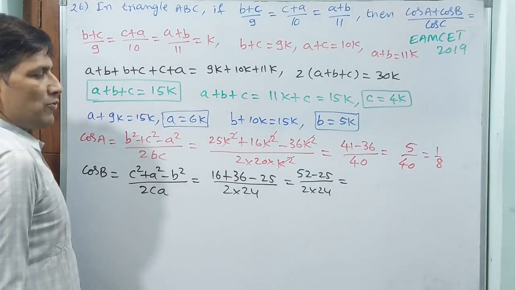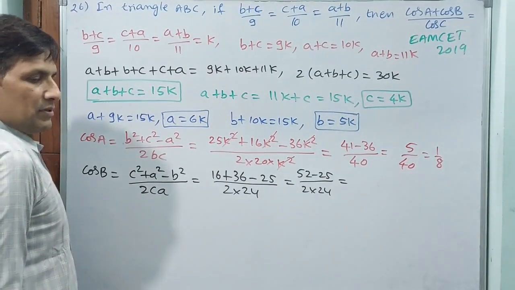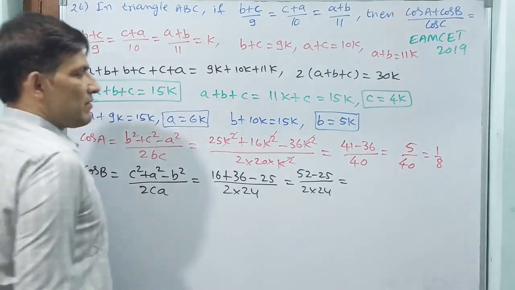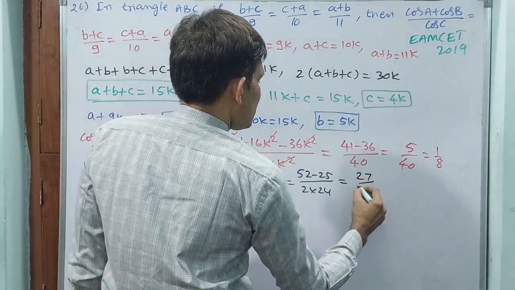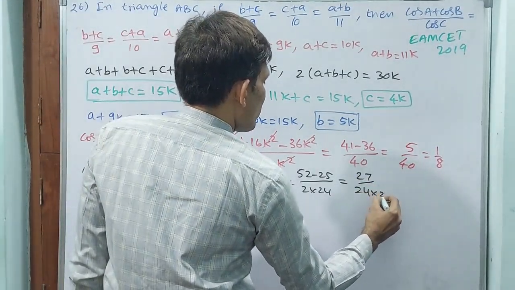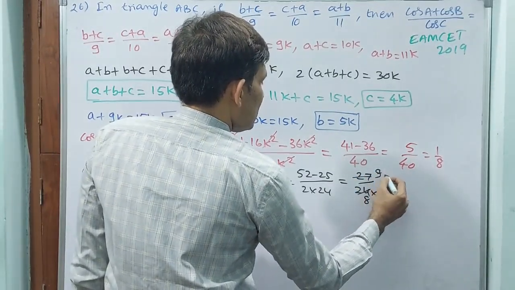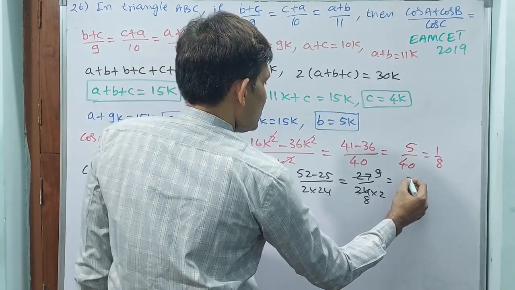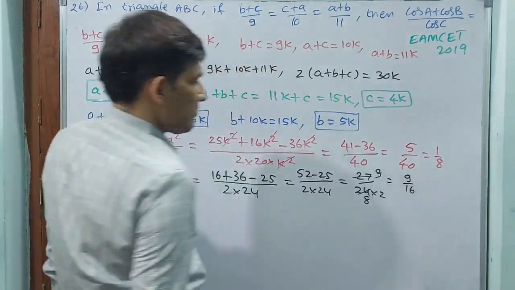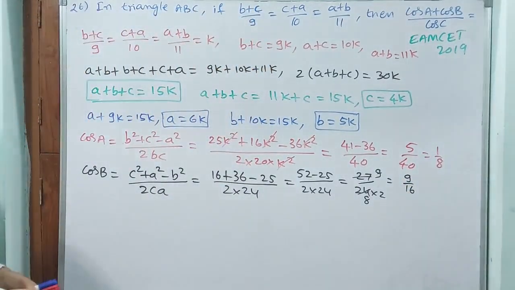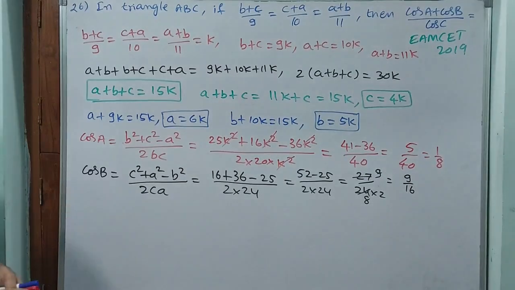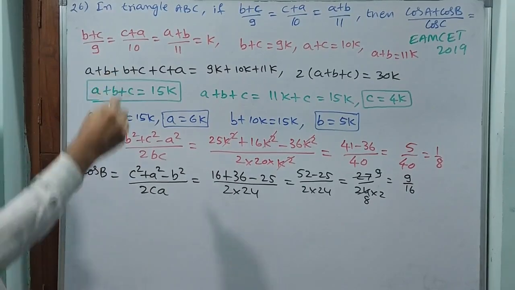25 means 25 + 25, 50. 27 will come, 27 by 24 into 2. You see 3 9s, 3 8s. That's all, 9 by 16. 3 9s, 3 8s. It will be like that only. It will not go further. Further reduction will not be there.